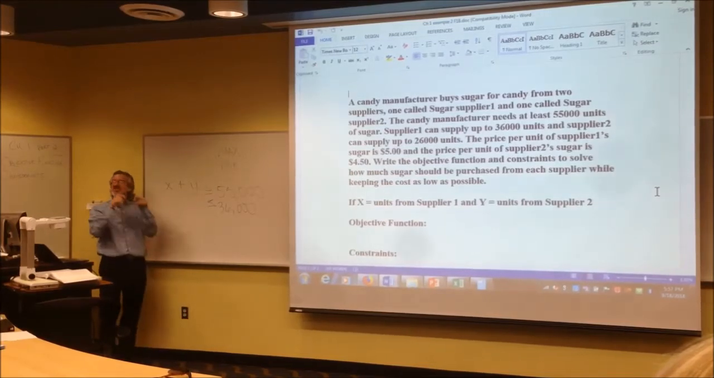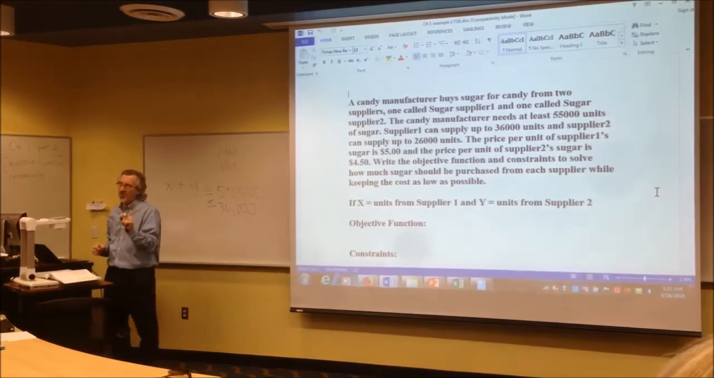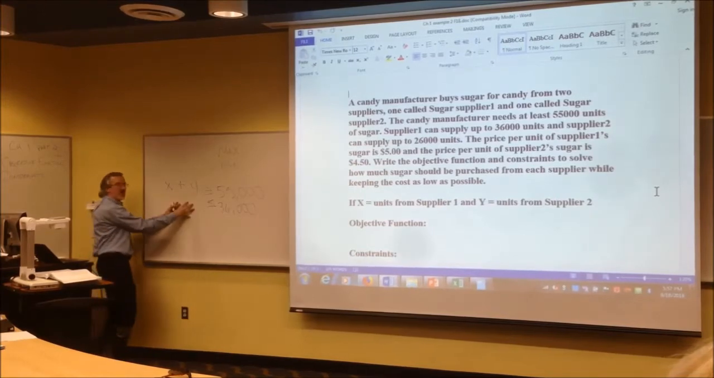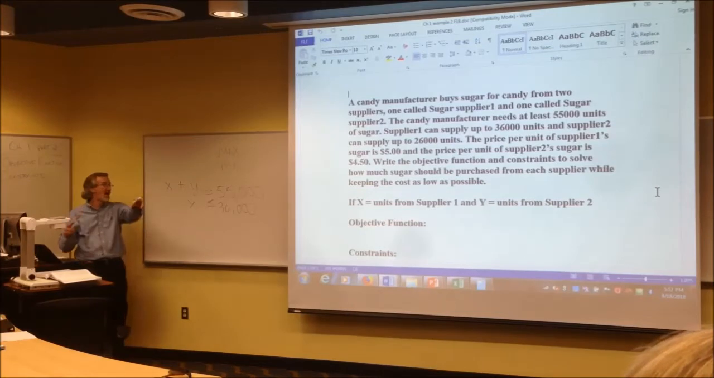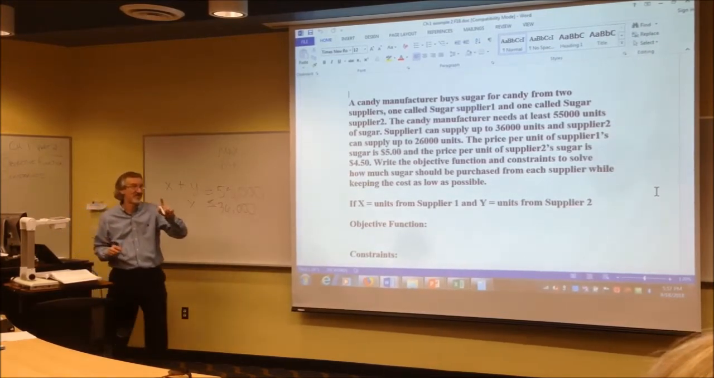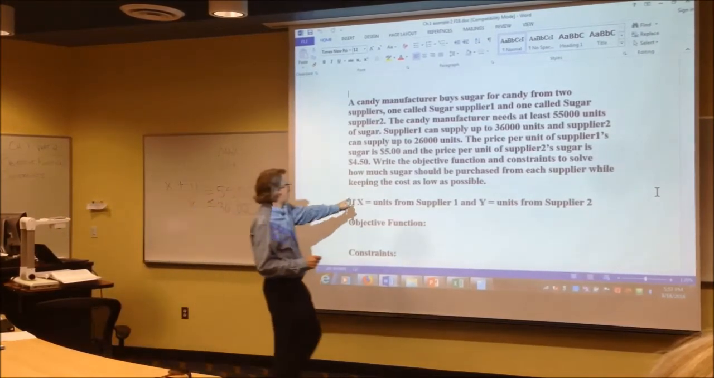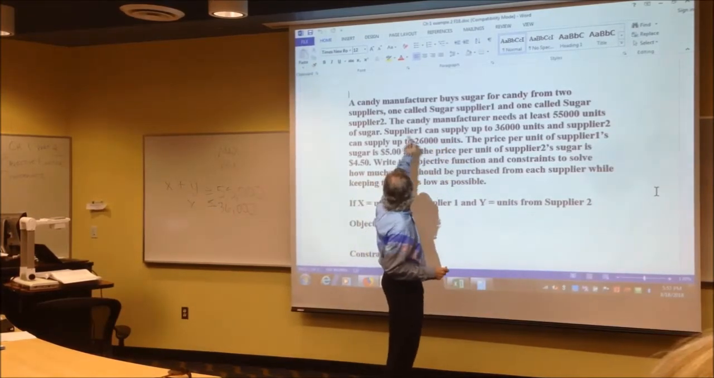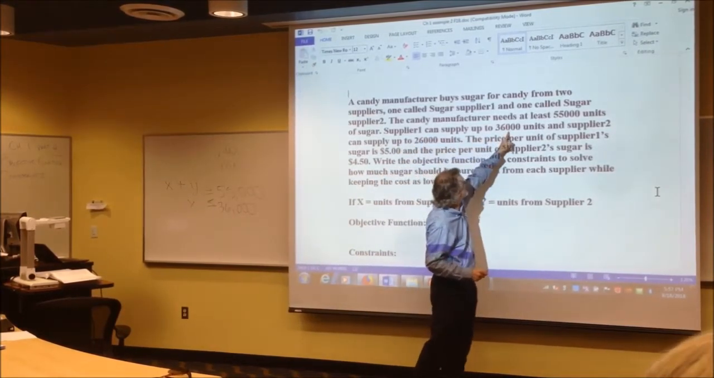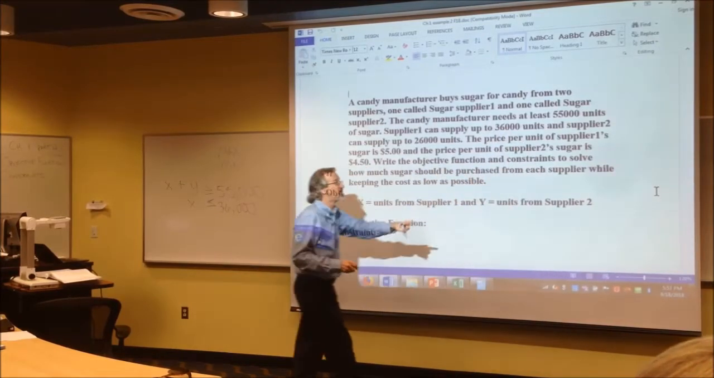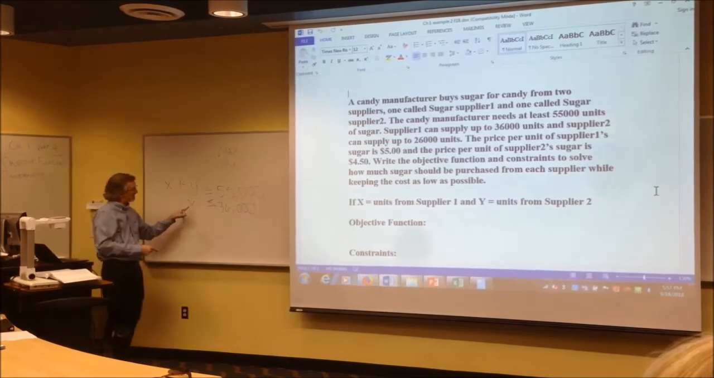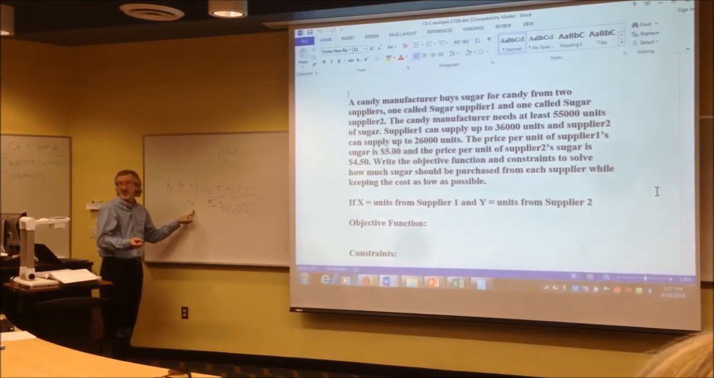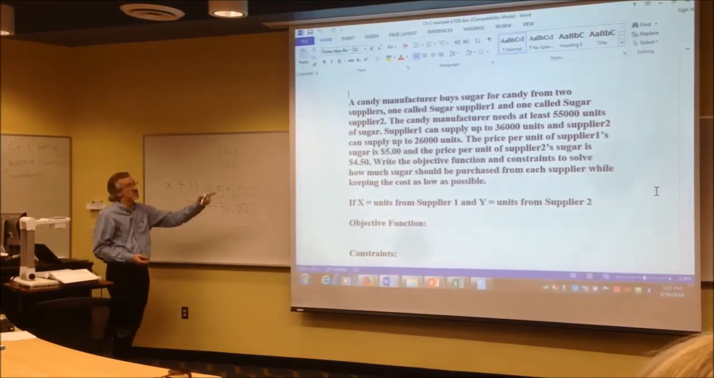We need something on the left side that represents the number of units we're ordering from supplier 1. Anybody have anything they think should go here? Anything else? Y is from supplier 2. I like your thinking. Well, wait, from supplier 1 or supplier 2? Yeah, it says supplier 1 can supply up to 36,000 units. So just supplier 1, so that's why we're only going to use supplier 1's variable, which represents how many we're going to order from supplier 1. So this is the only thing that would be on the left-hand side, less than equal to 36,000.